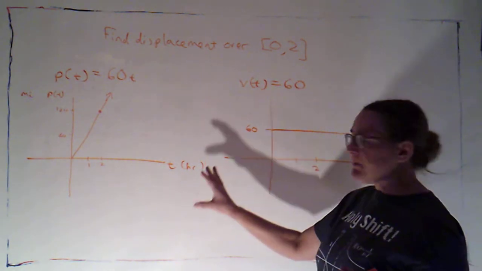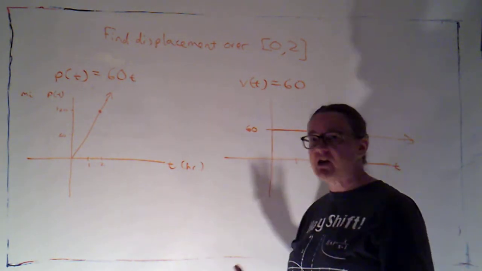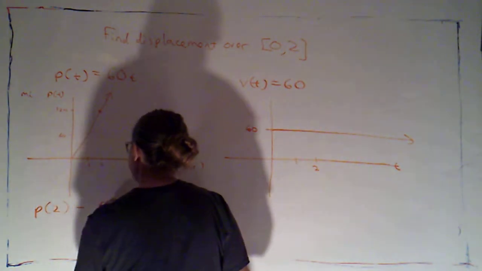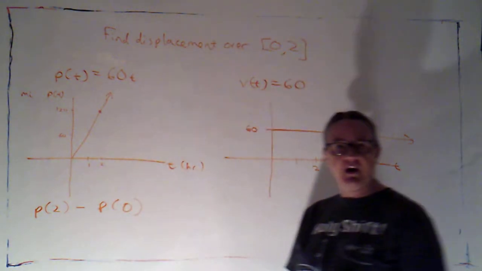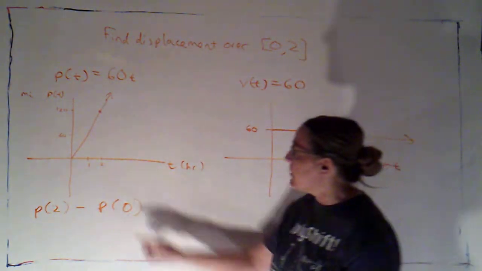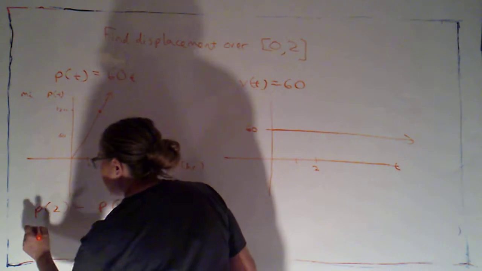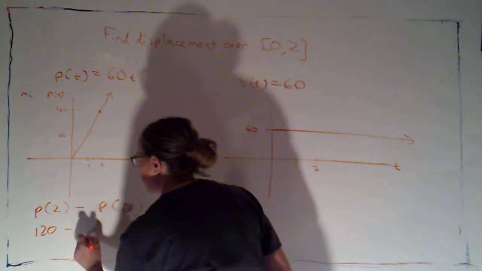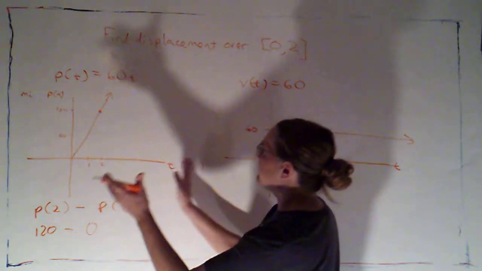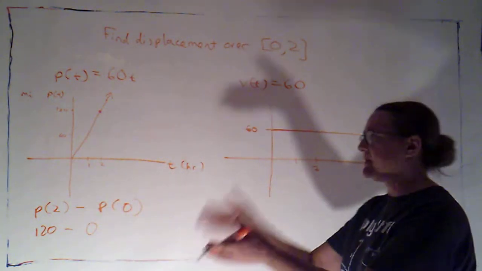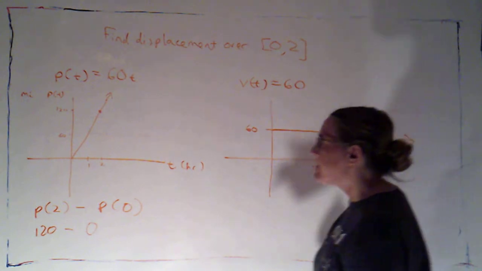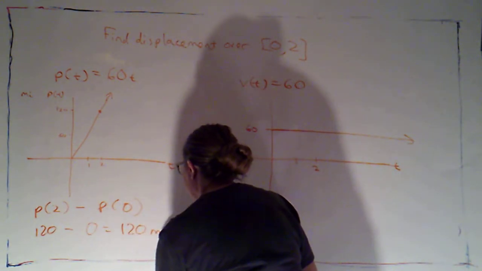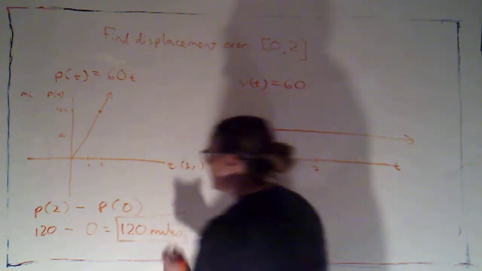Now remember, displacement, by definition, is just the change in position. So this would be my position at my ending time minus my position at my starting time. So at time 2, my position is 120, minus at time 0, my position is 0. Notice I've drawn the graph as if it's defined just from t equals 0 onward. So that would be 120, and of course that would be miles, because position was measured in miles.